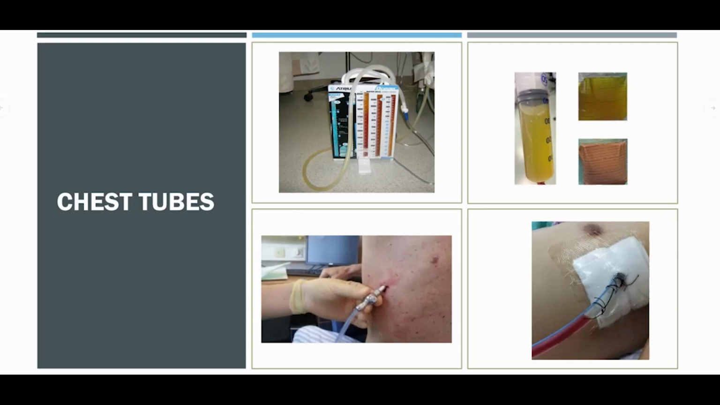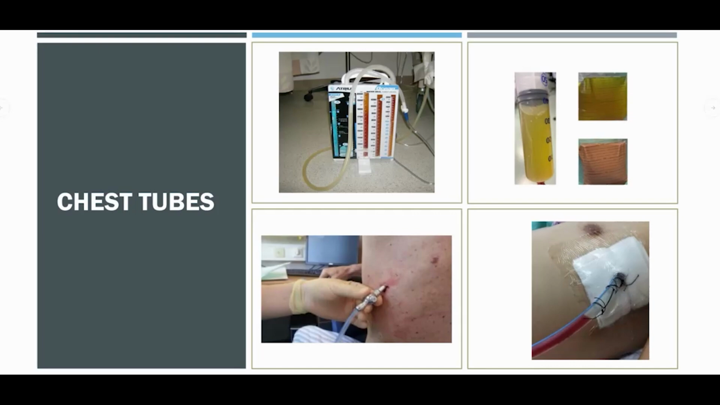Again, if that's blood, if that's purulent drainage, like you see on the top right here, if that's just general serous fluid, whatever it is, and we need to get it out and help expand their lung again, we can do that. It also is for decompression, kind of keeping the negative pressure around our lungs.